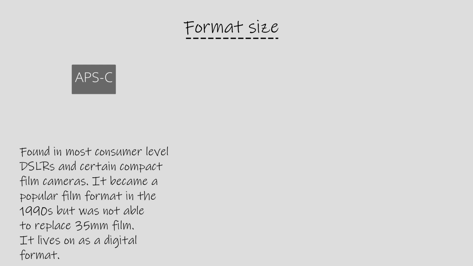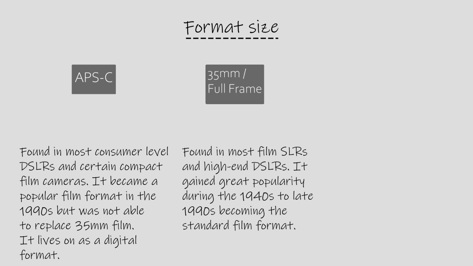Alright, so now you might be wondering, why are there different frame sizes? Well, let's get into that. APS-C, or Advanced Photosystem Type C, is found in most consumer-level DSLRs and certain compact film cameras. It became a popular film format in the 1990s, but was not able to replace 35mm film. It lives on as a digital format. 35mm, also known as full frame, is found in most film SLRs and high-end DSLRs. It gained great popularity during the 1940s to late 1990s, becoming the standard film format.